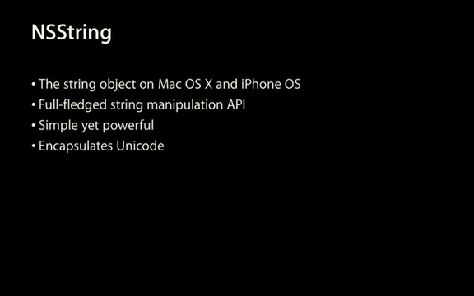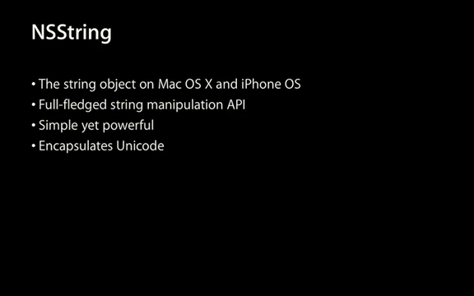Let's review the basics of NSString first. NSString is the standard string object used everywhere on both macOS X and iPhone. The API is full-fledged, covering everything from string encoding conversion, as you saw, to collation. And we try very hard to keep the API simple, yet retain the full string handling power at your disposal.